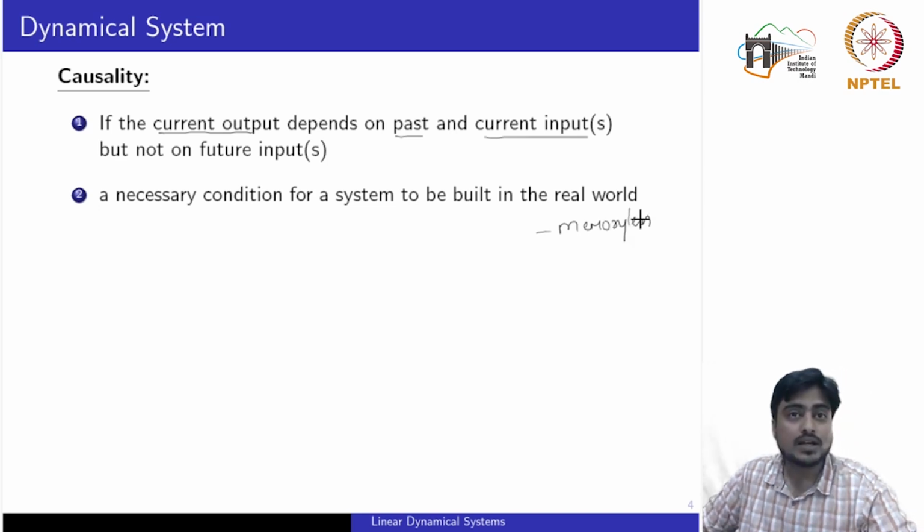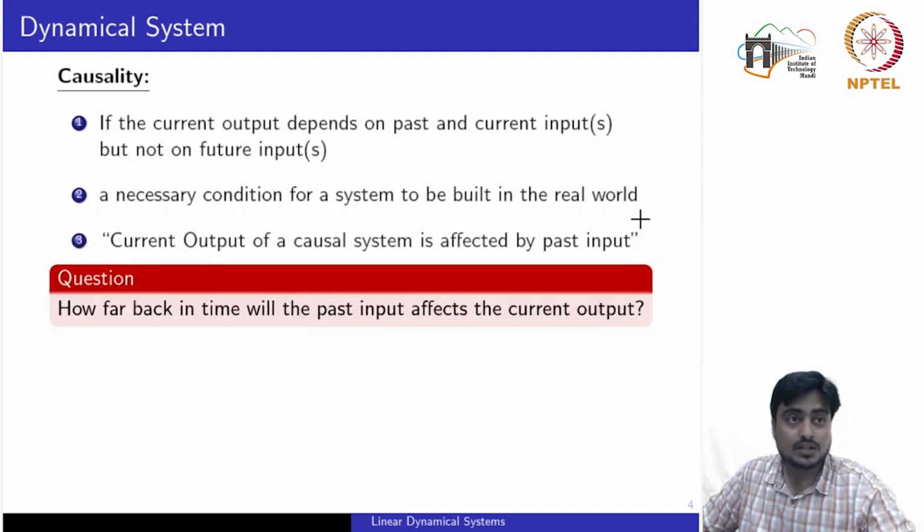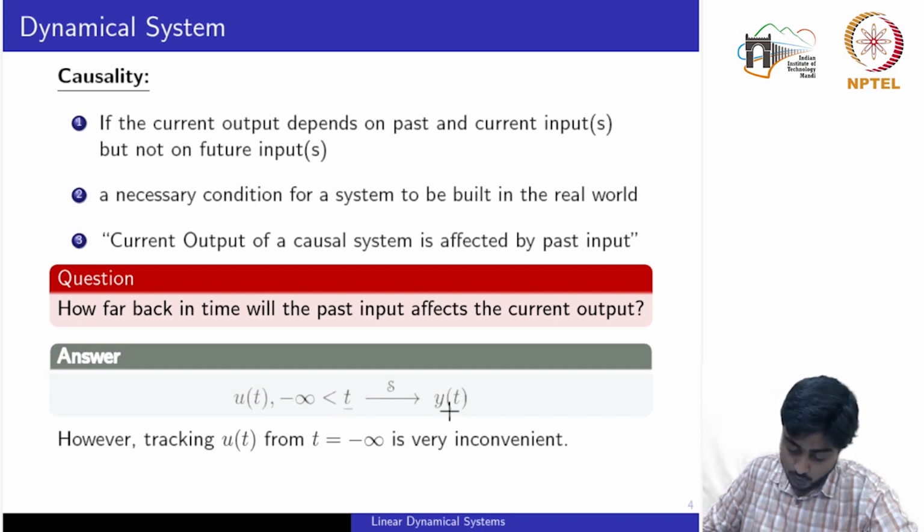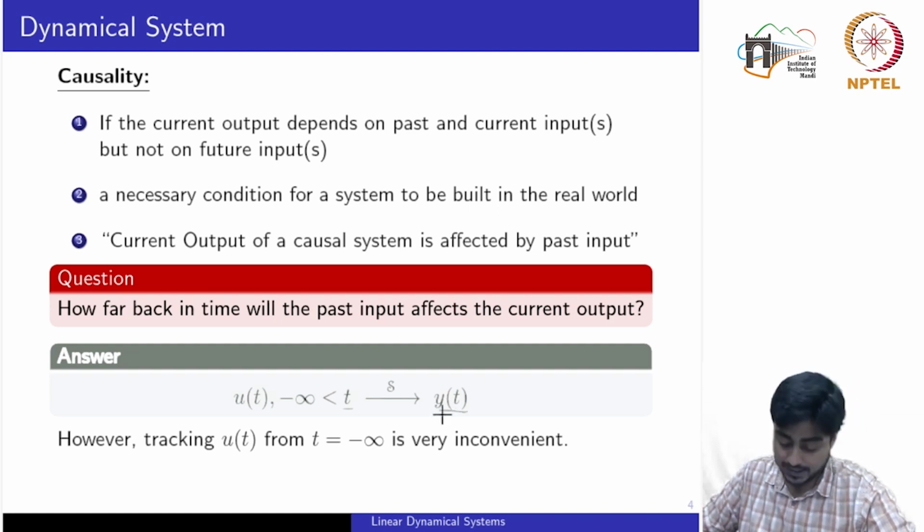Now if the current output depends on the past inputs, the question arises: how far back in time will the past input affect the current output? The answer to this question is that we need the entire history of the input starting from minus infinity up to the current time t to actually compute the output y at time t.